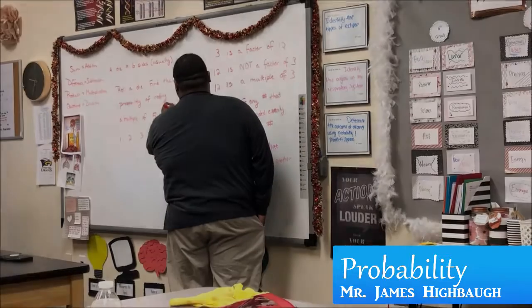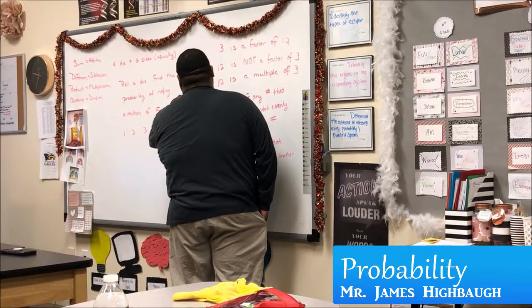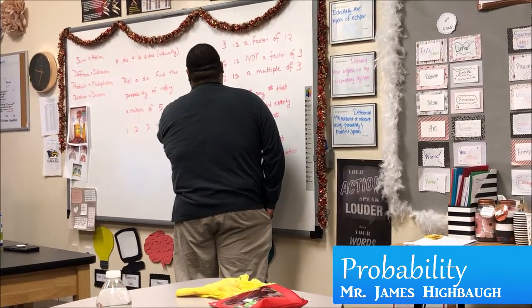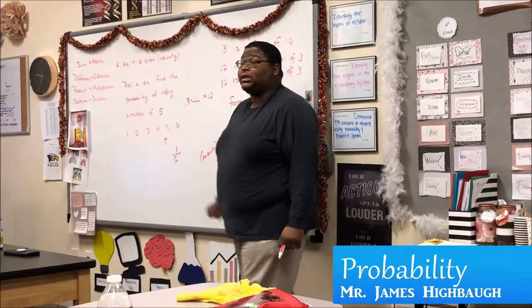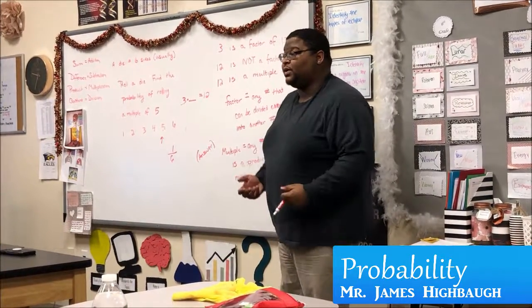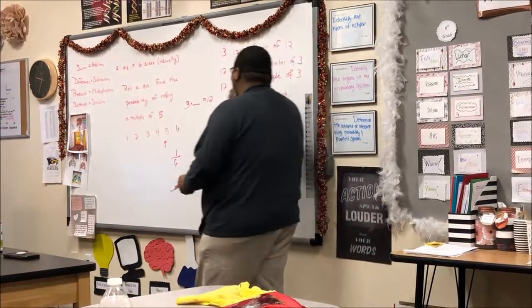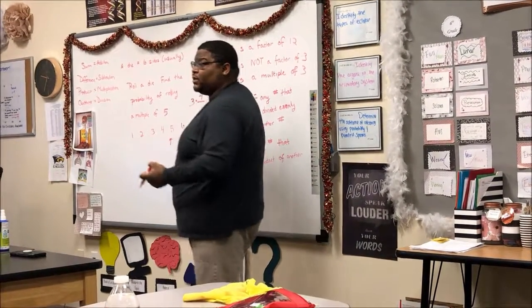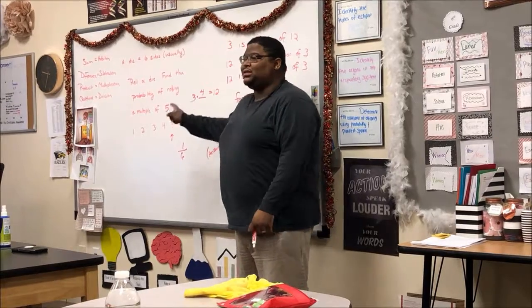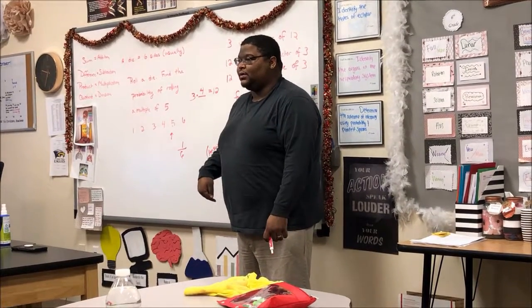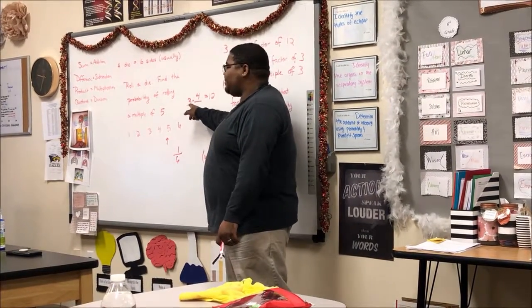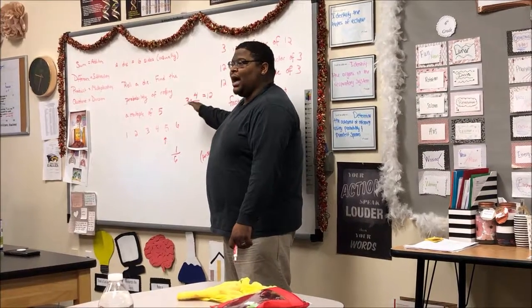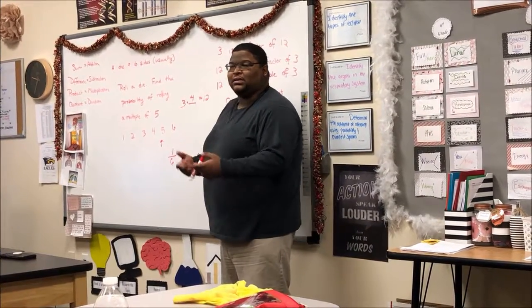I said 12 is a multiple of 3, right? So 3 times some number will give me 12. Doesn't matter what the number is, but it will give me 12. Now here's the thing. If I put a 4 here, because that is true, 3 times 4 is 12. 4 isn't necessarily a multiple of 3. Because just because I multiply 3 by 4, does that make sense?